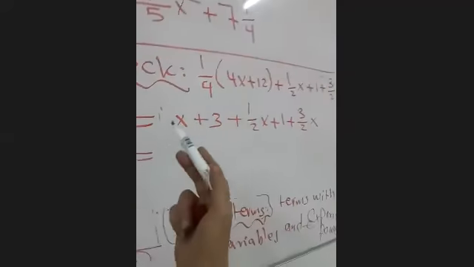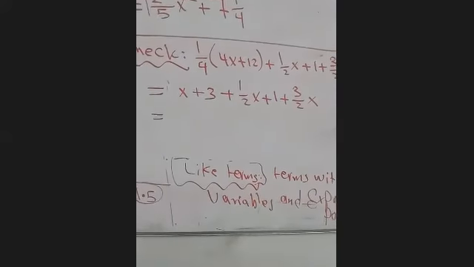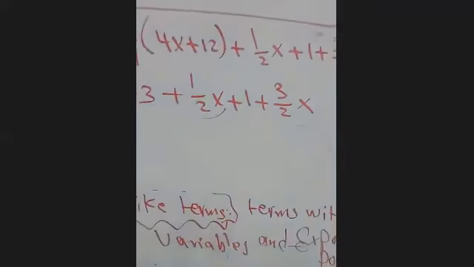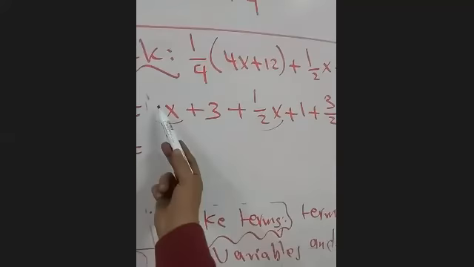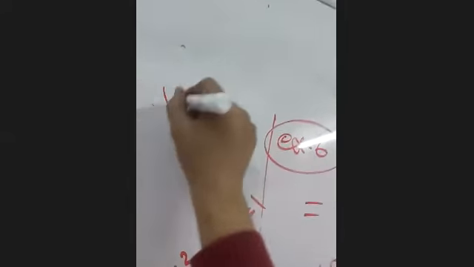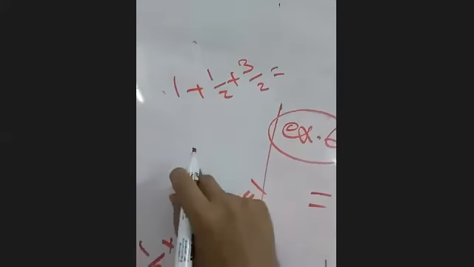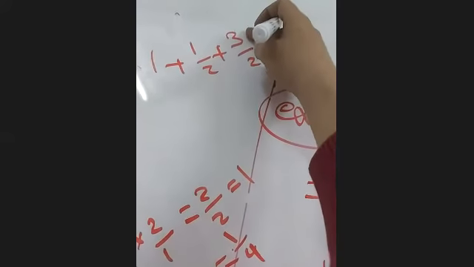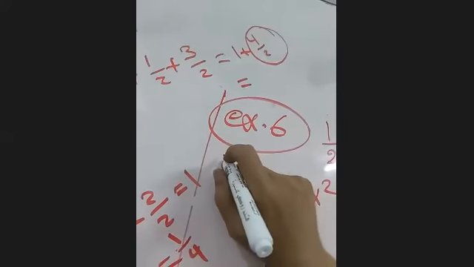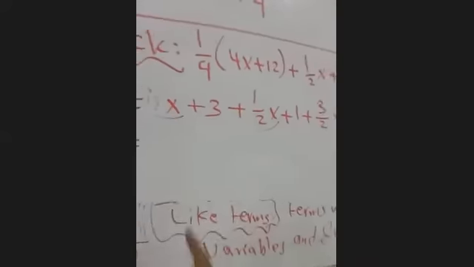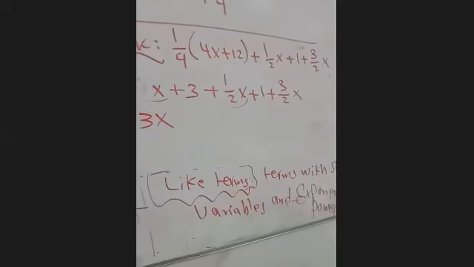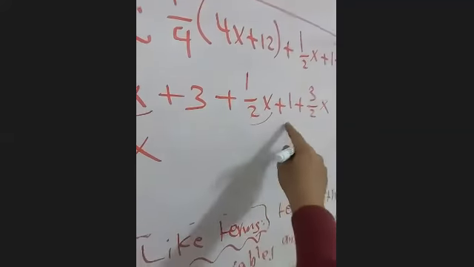Now, focus with me. Do we have like terms here? Yes: x, half x, and 3 over 2 x, right? So I will add 1 and a half and 3 over 2. I have like denominators: 1 plus 3 is 4 over 2, so it is 1 plus 4 over 2. How much is 4 over 2? 2. 2 plus 1 is 3. So 1x plus 1/2x plus 3/2x is 3x. Now, the numbers: 3 plus 1 is 4.